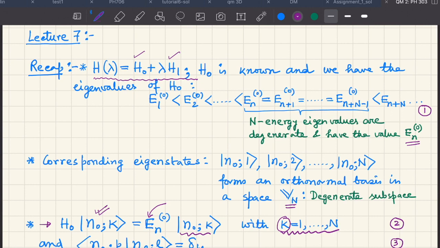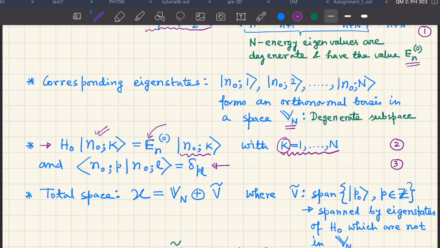And also we remember the orthonormality criterion between these orthonormal basis vectors, which we have denoted by the inner product of n naught p with n naught l equal to delta p l. But then you ask, is this all? Of course, this is not all. Then there are states where the energy is different. So the non-degenerate states are also there.